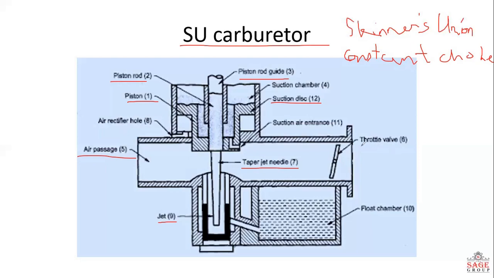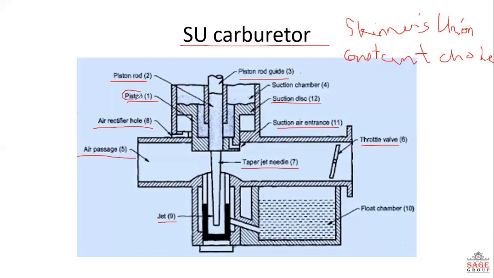The carburetor consists of an ordinary butterfly type of throttle valve, as we have seen in other types also. The lower portion of the suction disc is connected to the atmosphere by an air rectifier hole, and the upper portion is connected to the throttle air passage. The system does not have any separate idling system, slow running system, or acceleration pump system.